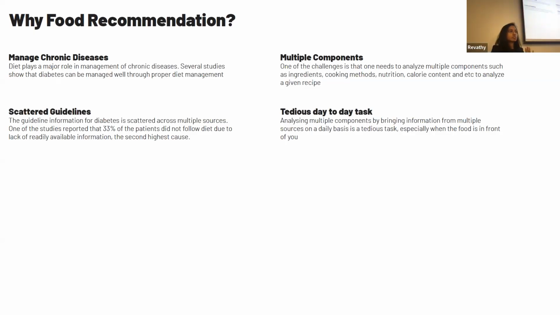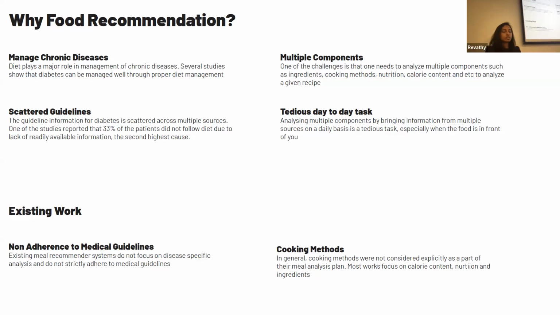Why do we need food recommendation? So diet plays a major role in management of chronic diseases. But to analyze a meal is very tricky because we have ingredients, cooking methods, nutrition, and calorie contents to put together. And as we mentioned before, the contextual knowledge for the dietary restrictions or chronic conditions is also not available in one place. They are scattered across multiple places. So analyzing these multiple components, bringing in information from multiple sources on a day-to-day basis is a tedious task.